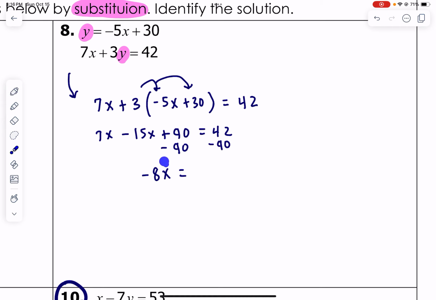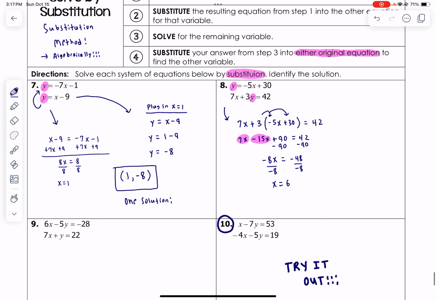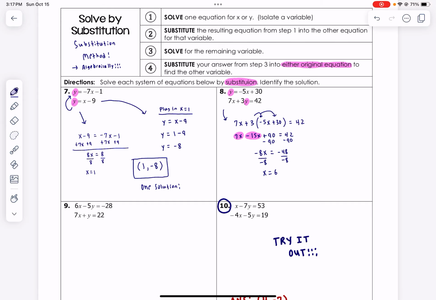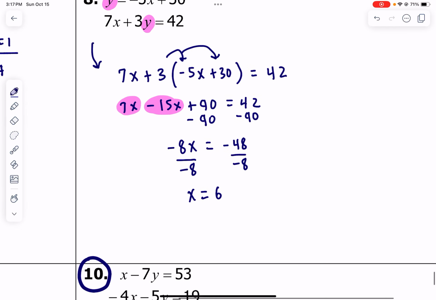So this -8x is coming from these two, 7x minus 15x. And then we're subtracting the 90. And you should get on the right-hand side -48. Divide by -8. You should get that x is equal to +6. All right. So x equals 6 here.